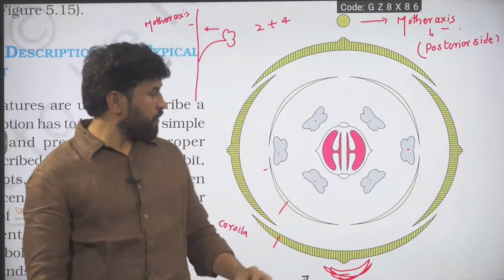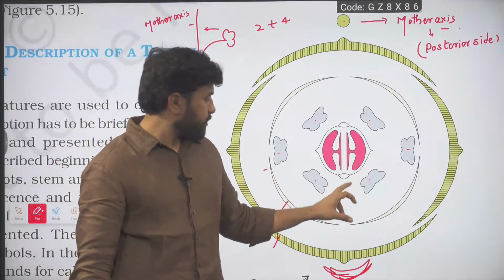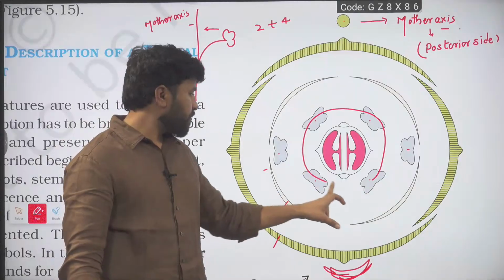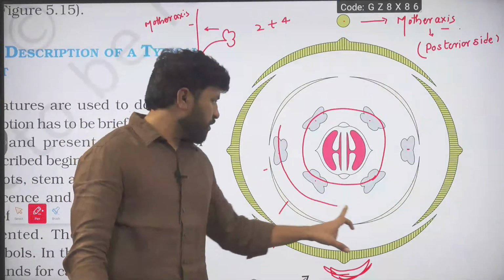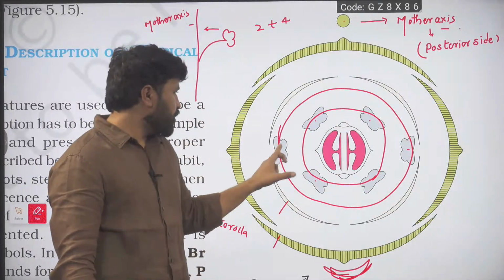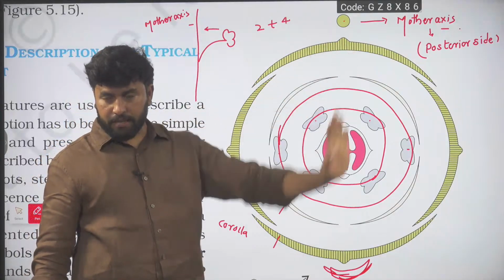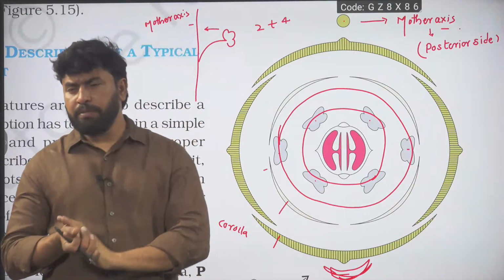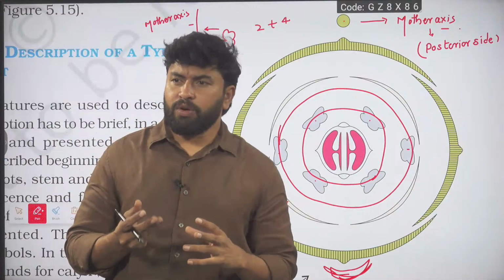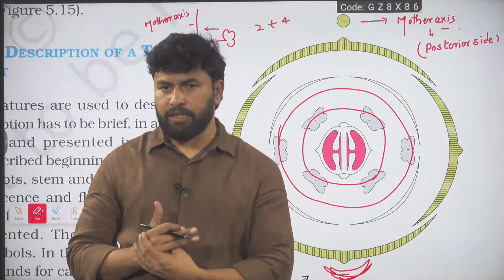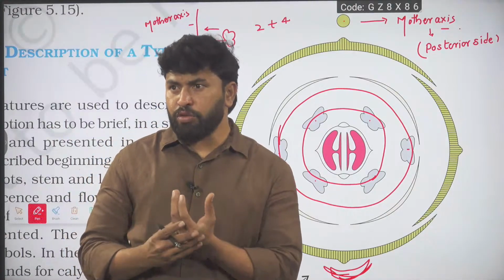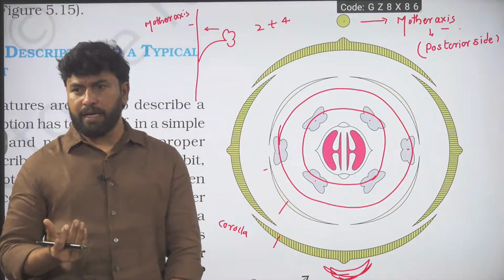To show that representation, they have drawn it like this. In this whorl, 4. The outer whorl, they have 2. That arrangement is called 2 plus 4. Another thing. Imagine a statement. If there is any cohesion and adhesion, the pattern also should be mentioned in our floral diagram.